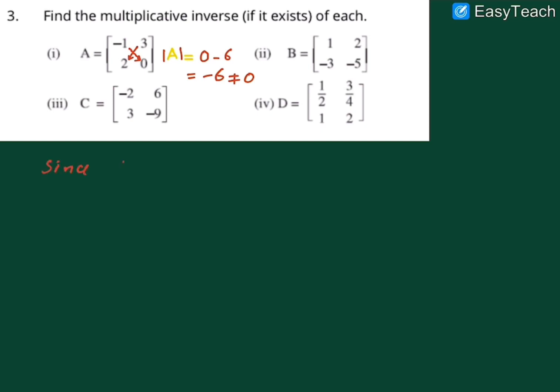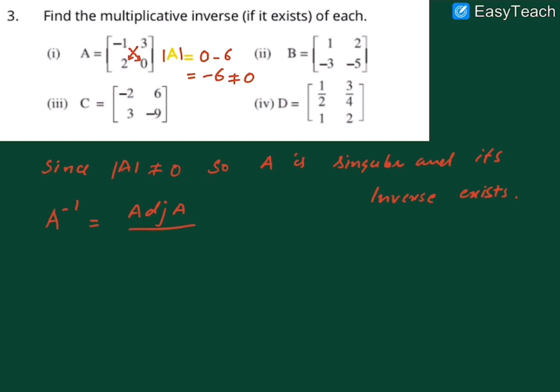Since A determinant is not equal to 0, A is non-singular and its inverse exists. Now you know how to find A inverse. The rule is A inverse is equal to adjoint of A over A determinant. So what is adjoint of A?